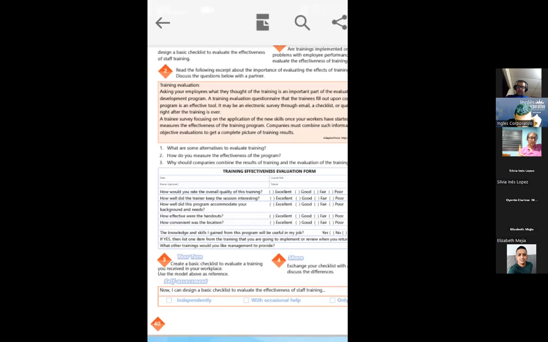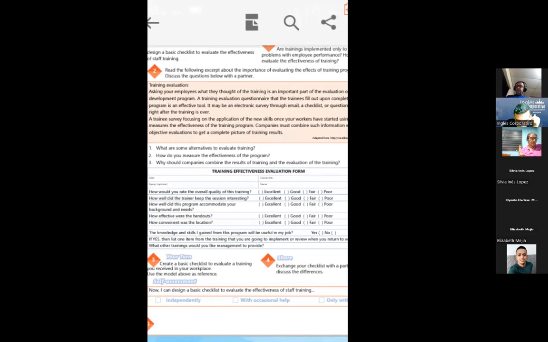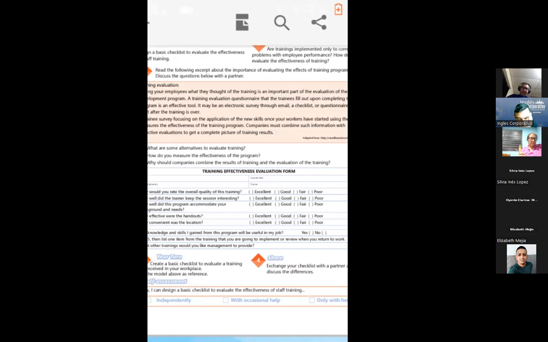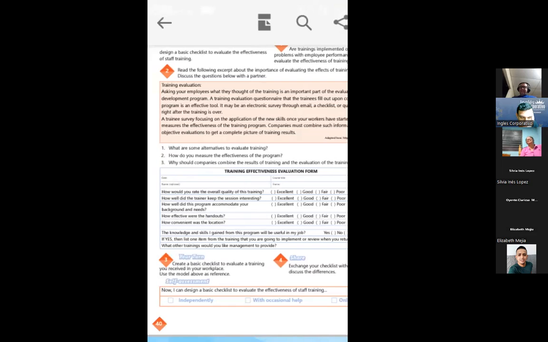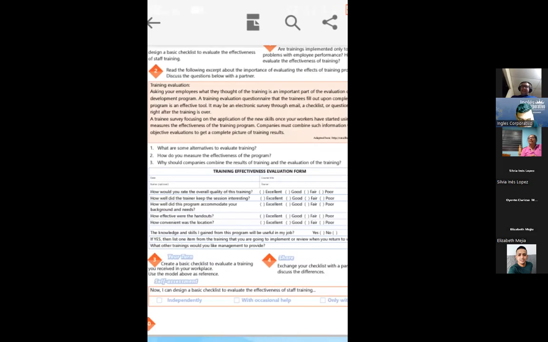About. ¿Sobre qué sería mi capacitación? About finance. Va, y la última sería, what other training would you like management to provide? Breakfast and lunch. ¿Qué es lo que más le gustó de la capacitación? El almuerzo. Yes. A todos. Sí.